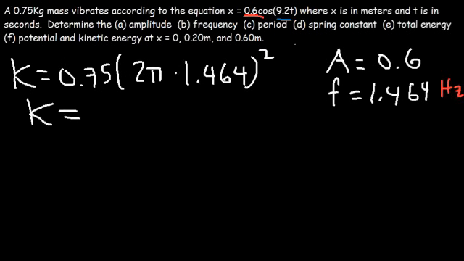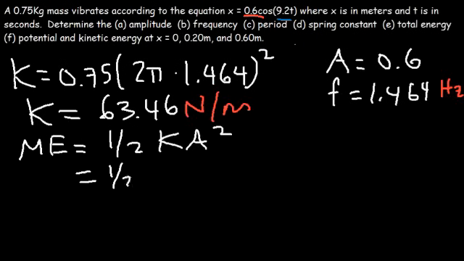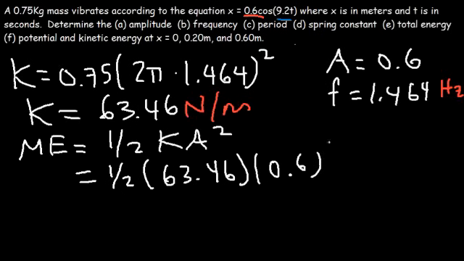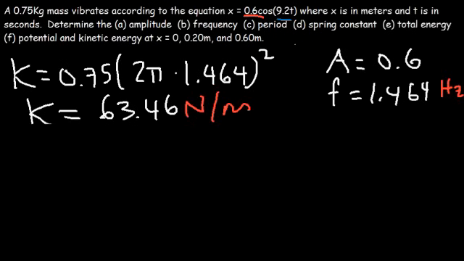So k is equal to 63.46 newtons per meter. So now the next thing we need to do is find the total energy, which is really the mechanical energy of the system. And that's 1/2 times k times the amplitude squared. So 1/2 times 63.46 times 0.6 squared. Half of 63.46 is about 31.73. And if you multiply that by 0.6 squared, you should get 11.42 joules. So that is the total energy of the system.